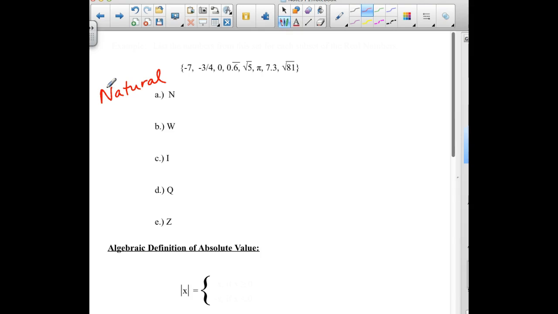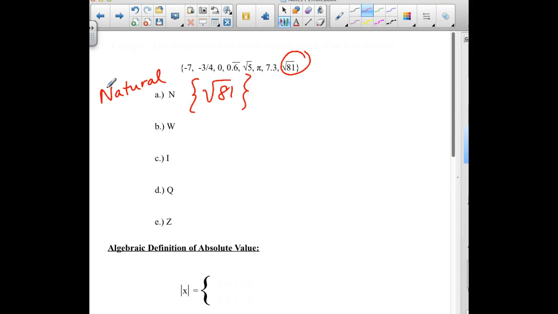We can't count objects using negative numbers. We can't count objects using 0. We can't count objects using a repeating decimal or a radical like this. Really, the only number that would be a natural would be the square root of 81, because the square root of 81 really just represents a 9.